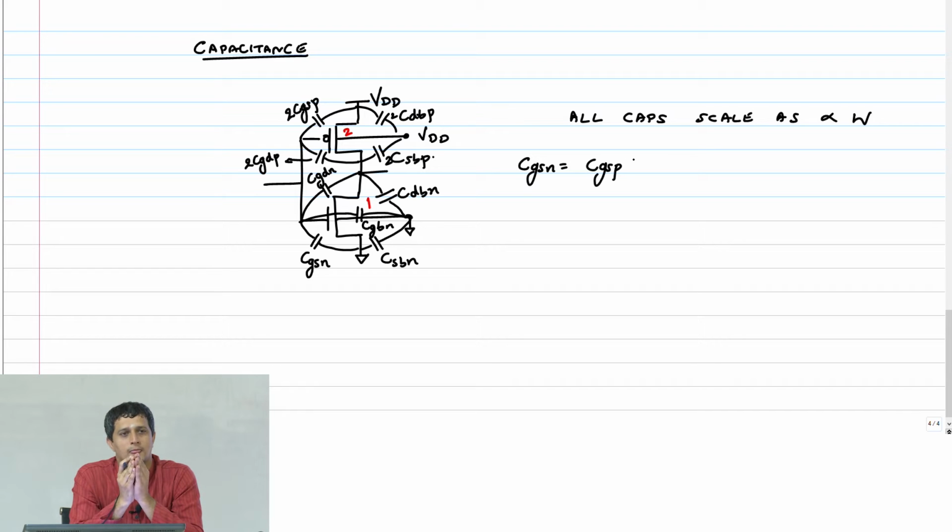So the first thing to do is, there are too many capacitances here. For our first order back of the envelope calculations, we don't need this many capacitances. I am not worried if the value of CGD and CDB are slightly different. The fact is both of them scale linearly with W. So first assumption I am going to make is assumption 1.